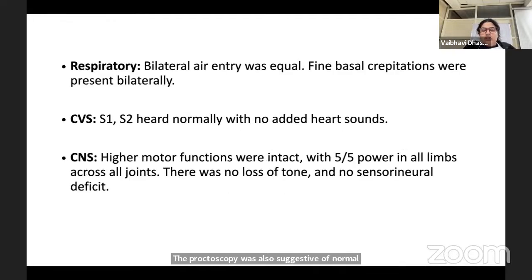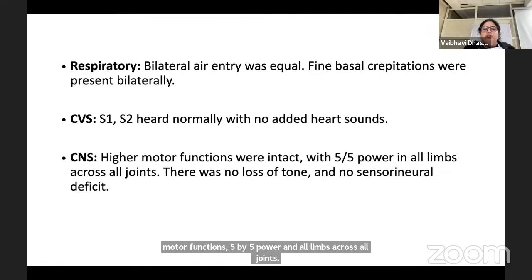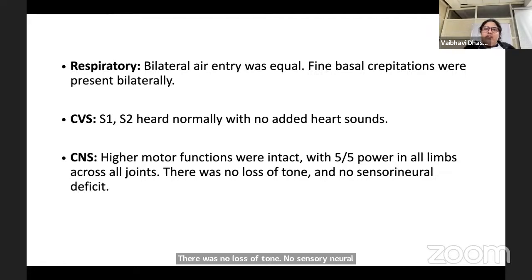On the examination of the rest of the systems, on respiratory examination, the bilateral air entry was equal, but there were fine basal crepitations present bilaterally. In the CVS examination, S1, S2 was heard normally, and there were no added heart sounds. In the CNS examination, the patient had intact higher mental functions, 5/5 power in all limbs across all joints. There was no loss of tone, no sensory neural deficit, and the reflexes were also normal in this patient.